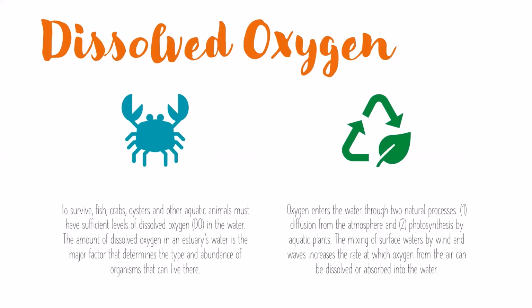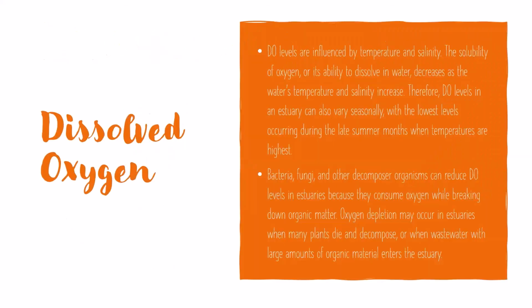So I was saying that oxygen enters water through two natural processes: one is diffusion from the atmosphere, and two is photosynthesis by aquatic plants. There is algae in the water, and these algae and phytoplankton photosynthesize, and a byproduct of photosynthesis is oxygen. So the atmosphere around the water body provides oxygen, along with the aquatic organisms that live within the water body. The mixing of surface waters by wind and waves increases the rate at which oxygen from the air can be dissolved or absorbed into the water.